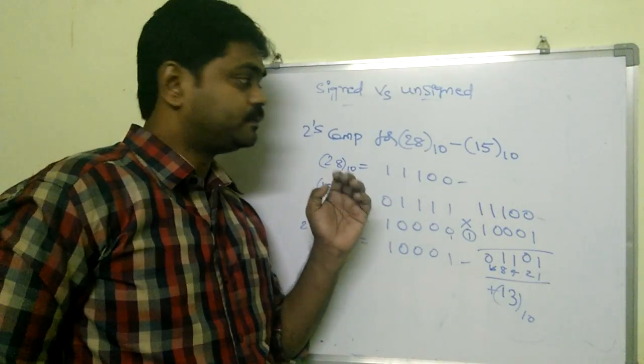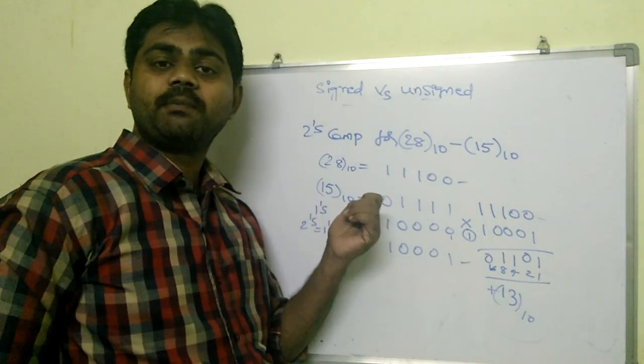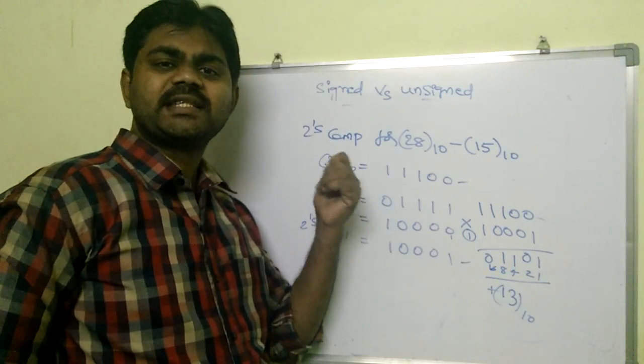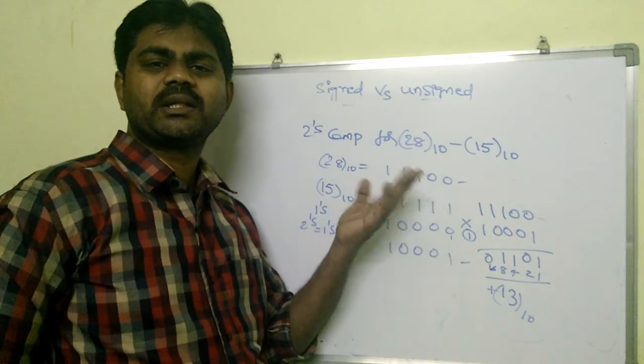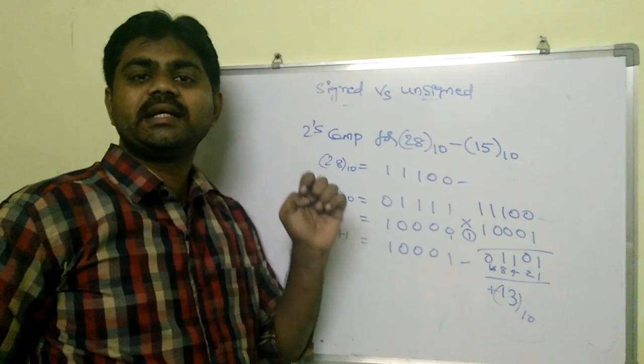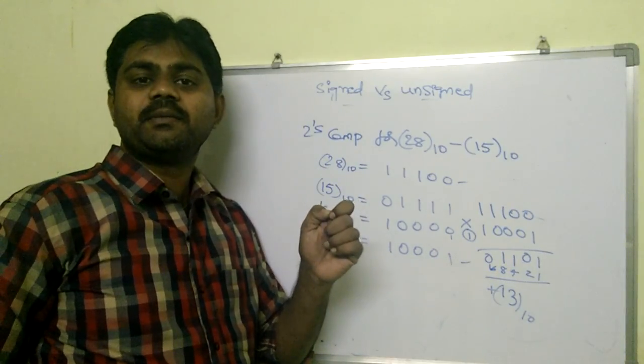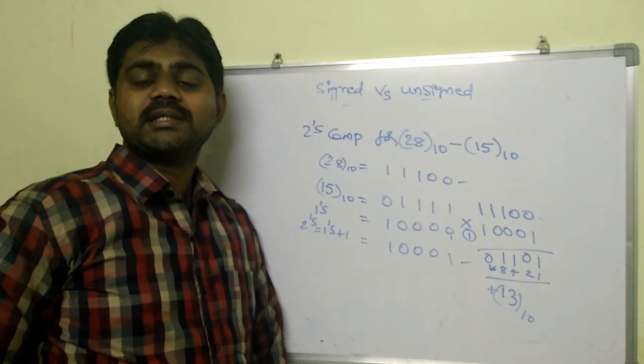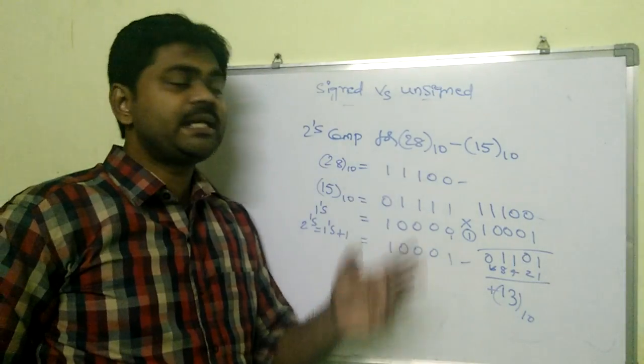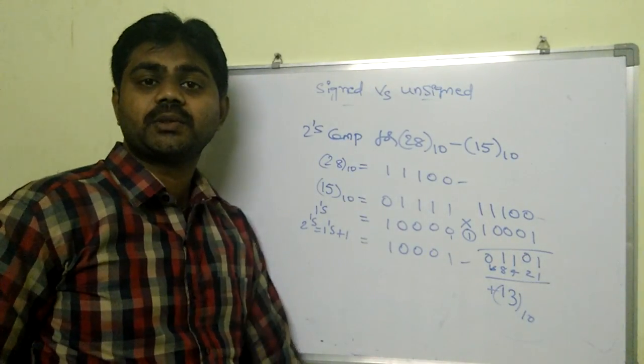So this is all about unsigned 1's complement and 2's complement. The same thing applies for signed also, but the only difference is we specify plus and minus symbols before the numbers. So this is all about signed magnitude versus unsigned magnitude.